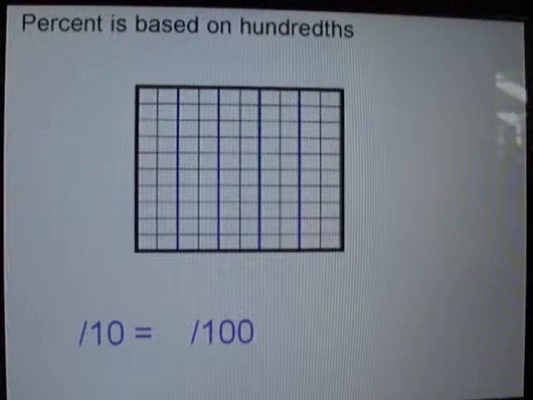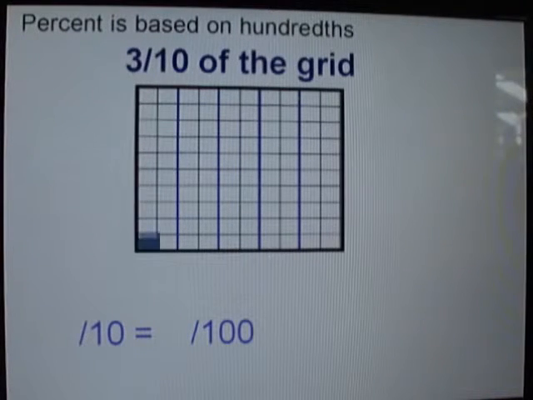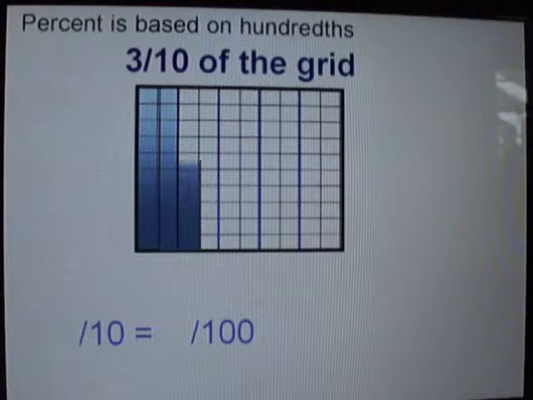Percent is based on hundredths. That's why I could easily change hundredths into percents. For instance, here I have shaded in 3 bars, and there's 10 of them all together, so 3/10 of the grid is shaded in. We also can look at these as hundredths too, because each tenth has 10 hundredths. So if we have 3/10, that equals 30 hundredths.